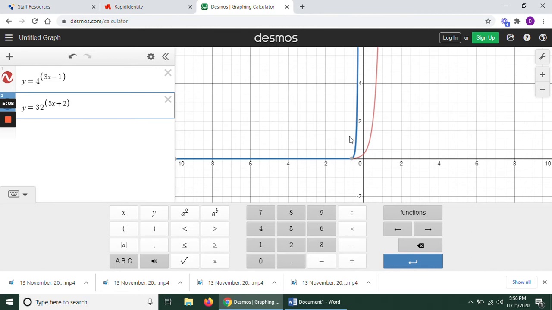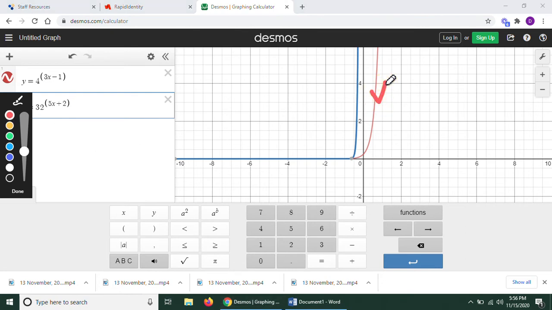Now notice we have two different graphs. The red graph corresponds to the equation at the top. Let me show you. So this graph corresponds to this equation, and the blue graph corresponds to this equation. So the colors beside each equation will tell you which graph it matches.